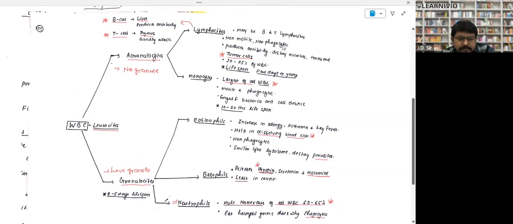Monocytes. Next point, monocytes are the largest of WBC and phagocytic. They kill the pathogen.